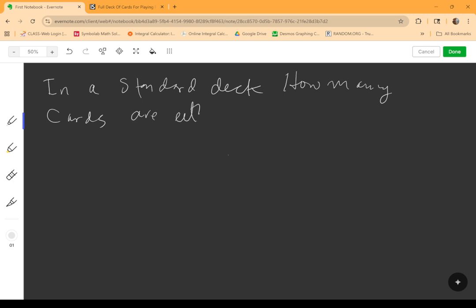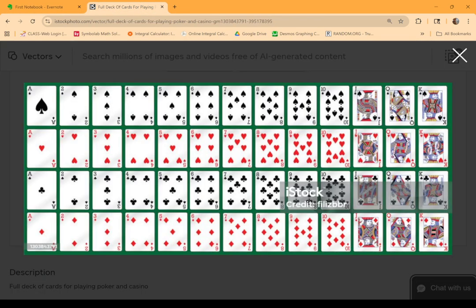So, for example, let's say in a standard deck, how many cards are either red or a face card? Okay, so we can again assume a standard deck.